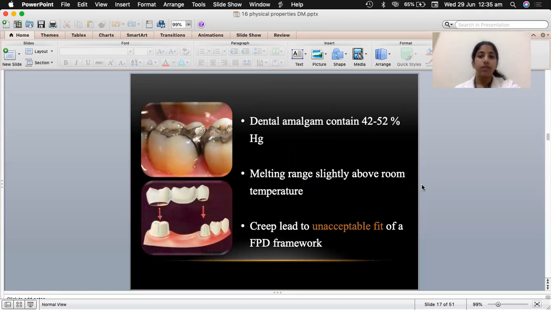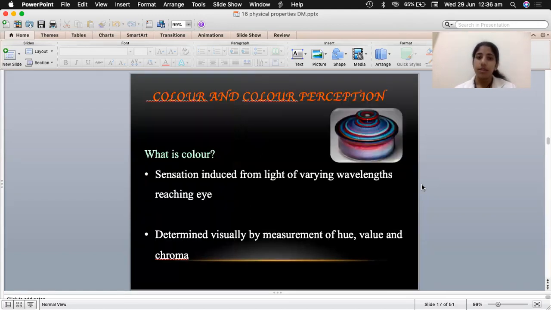Again, the melting range of amalgam is slightly above room temperature, so amalgam has a tendency to creep under constant applied stress. Creep also leads to unacceptable fit of an FPD framework under constant applied force. That FPD framework will creep, and finally it might not fit onto the prepared tooth. That is also an application of creep in dentistry.